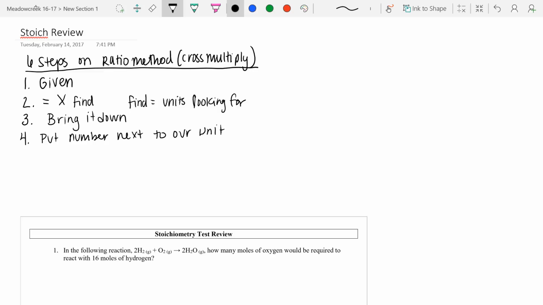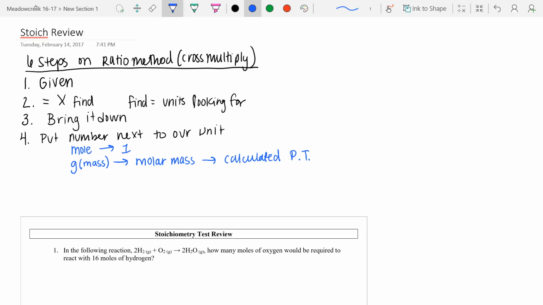Okay, now depending on the unit, our number will change. So for example, anytime we see the word mole, we write 1 because our conversion factors are always equal to 1 mole. If we see grams, which is the same thing, is used for mass, we would write our molar mass, which is calculated from the periodic table.